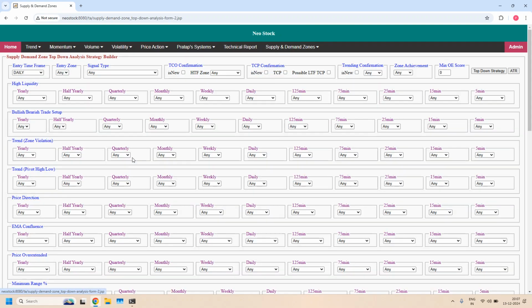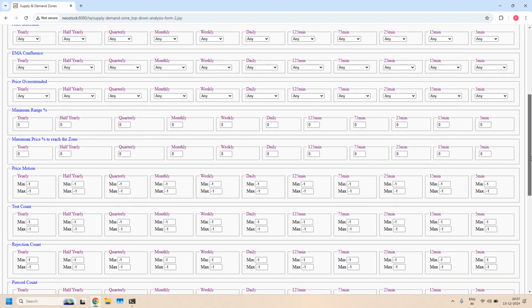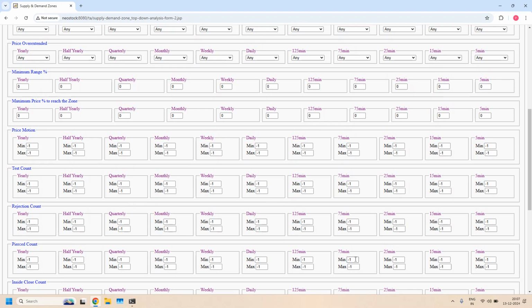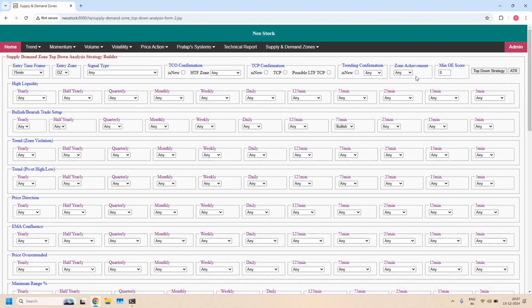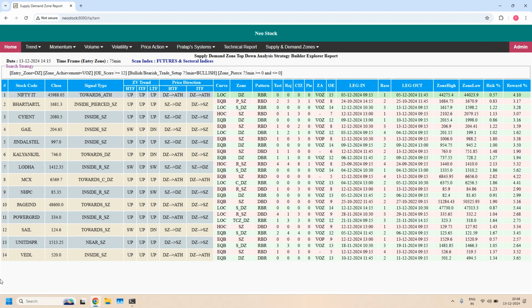Next, weekly income trade, bullish trade setup, entry time frame 75 minutes, entry zone, demand zone. Bullish or bearish trade setup at 75 minutes, I am selecting bullish. This 75 minutes demand zone should not be pierced. So at 75 minutes time frame, minimum value 0, maximum value 0, zone achievement violated, opposing zone, minimum order enhancer score 12. All 3 filters are applied to the 75 minutes demand zone. We got 14 stocks. These 14 stocks are supporting bullish trade setup for weekly income trade.